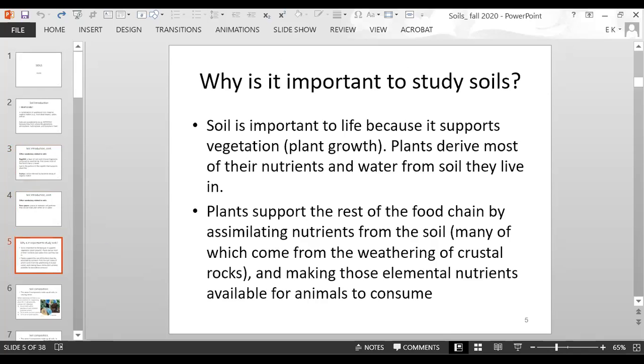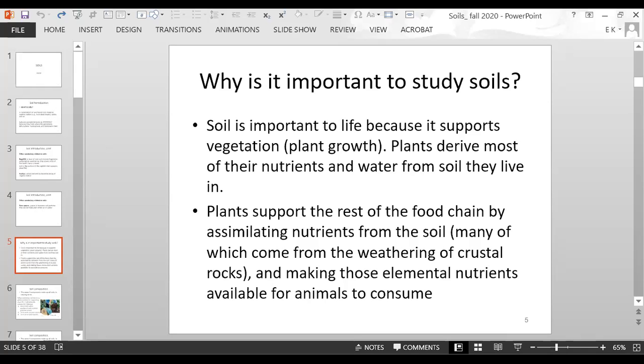Why is it important to study soils? Soil is important to life because it supports vegetation or plant growth. Plants derive most of their nutrients and water from the soil that they live in. Plants support the rest of the food chain by assimilating nutrients from the soil. Many of these nutrients come from the weathering of rocks that are part of the Earth's crust. And then the plants make those elements and nutrients available for animals to consume.